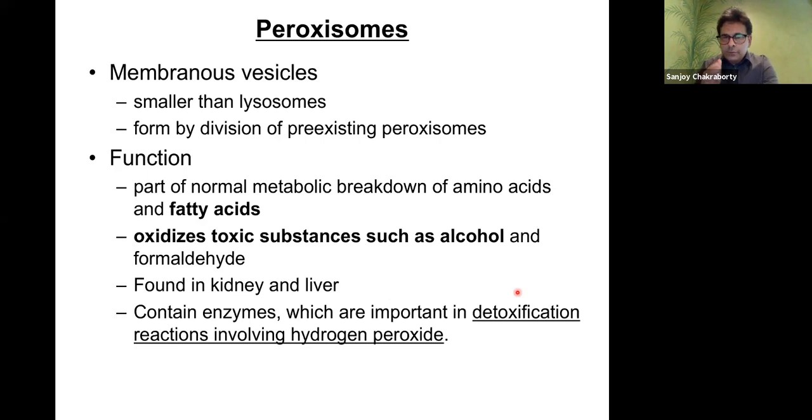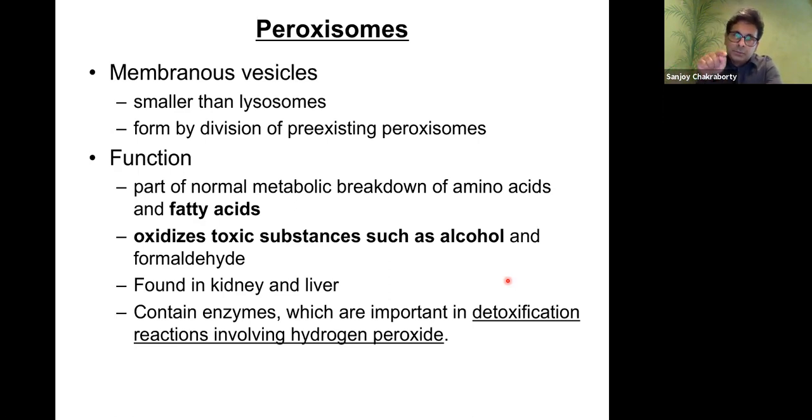So their main job is that they also deal with toxic substances such as alcohol and formaldehyde. They also deal with fatty acid and other organic molecule breakdown. But here's the important thing. When they break down, they take a route different from the others because they break down by production of hydrogen peroxide, H2O2. That is why it is called peroxisome. Now, why is this important? Because hydrogen peroxide itself is dangerous. So why are they breaking down in a route where they produce a toxic waste product?